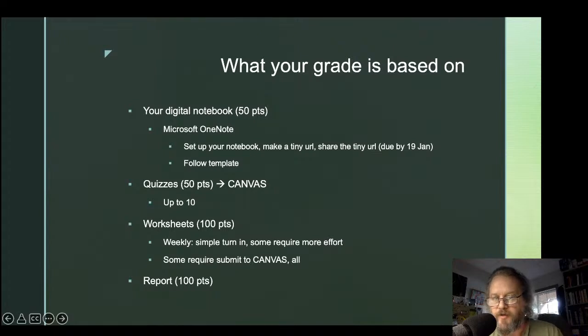So some of them require directly submitting to Canvas. It says all, I forgot to write. All of it goes into your notebook, of course. It's evidence that you did the work. Okay, then finally, in the past, I've had 2 reports, but this is pandemic, so the heck with it. We're going to do just 1 report, and I'll talk a little bit about that.